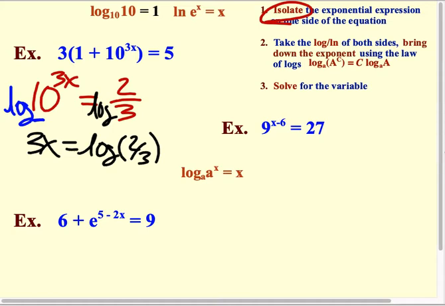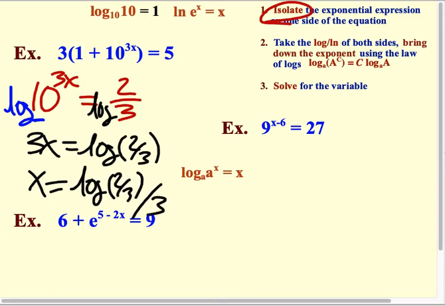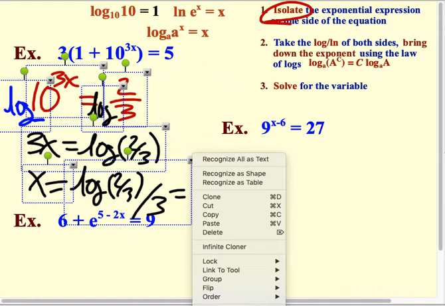The last little bit of algebra here is to divide by 3. And then for most of these problems, especially in the exponential part of the assignment, you will have to go to your calculator to finish it up. And then equals whatever I get. So there's the work of it.